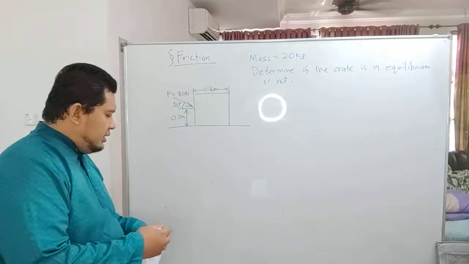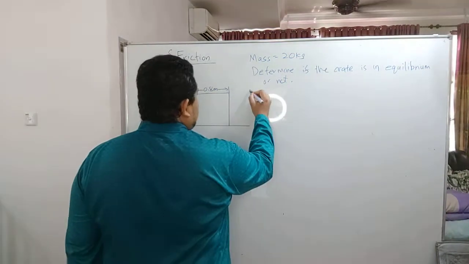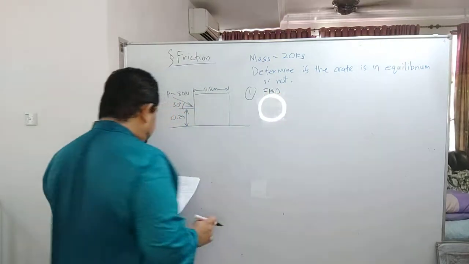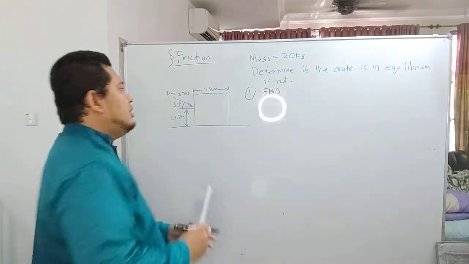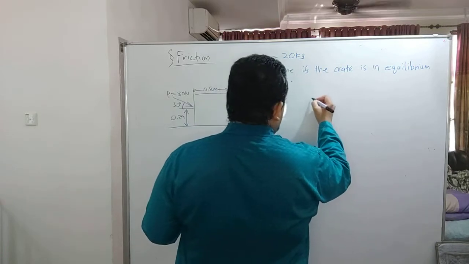So the first thing that you need to do is to draw the free body diagram. So the first step is to draw the FBD, free body diagram. That means you can draw without the floor actually, and then with all the details. That means you need to draw the crate first.